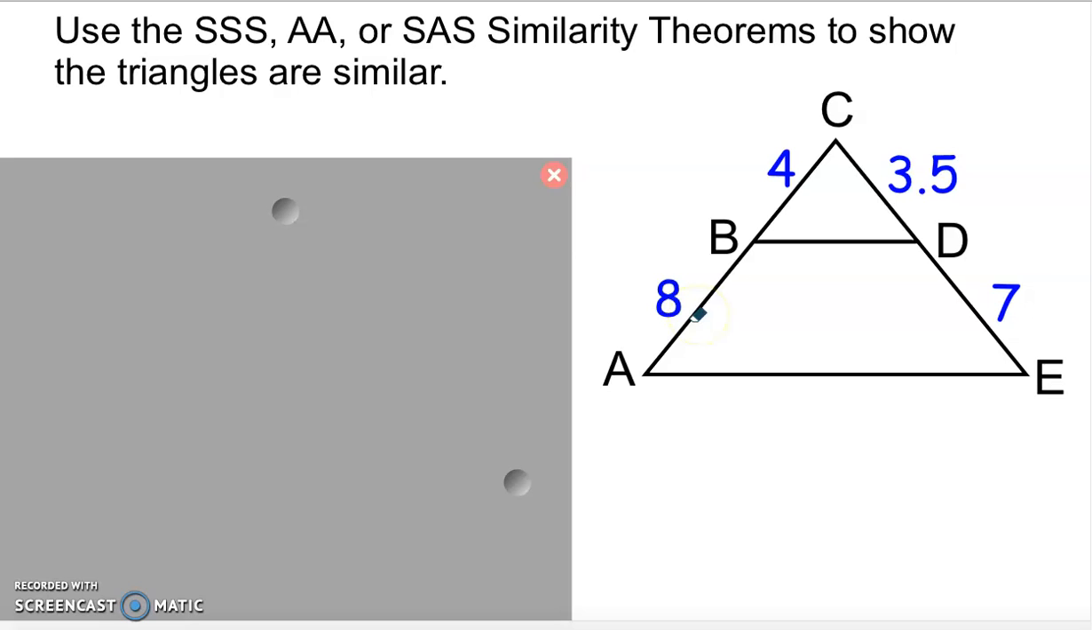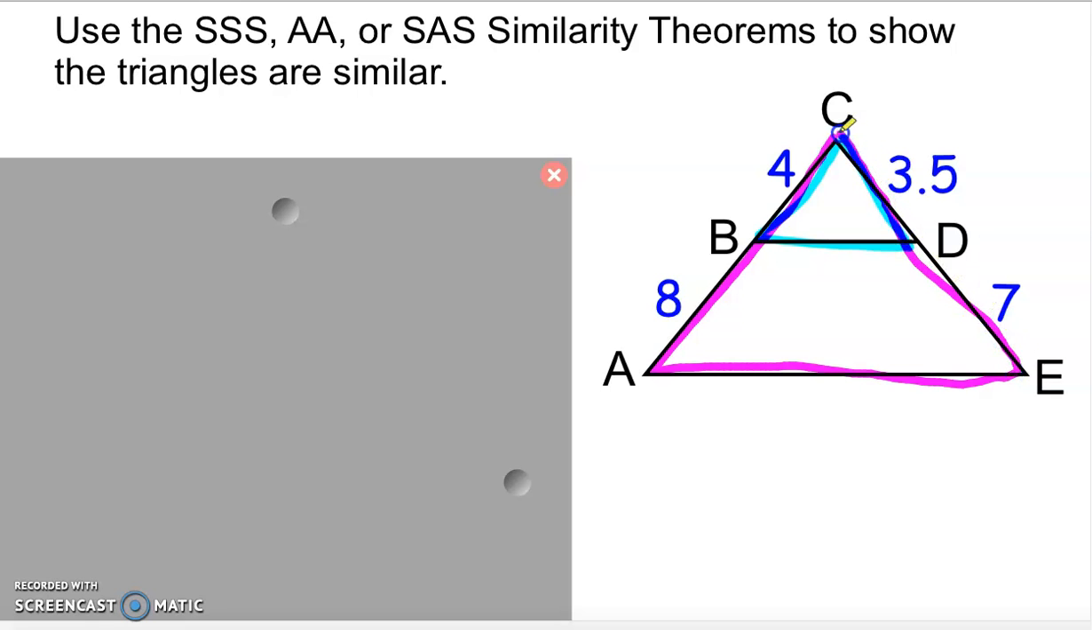All right, so let's take a look at an example here. Use side, side, side, angle, angle, or side, angle, side to show the triangles are similar. When I'm trying to show triangles similar, I'm looking at the small triangle inside here, which is triangle CBD, and then I have the big triangle. Those are the two triangles that we're trying to show similar to each other.